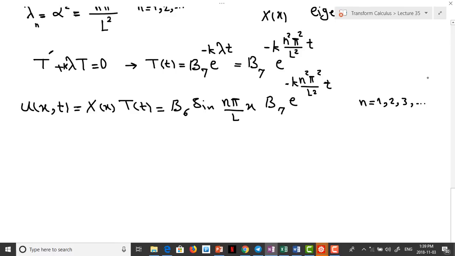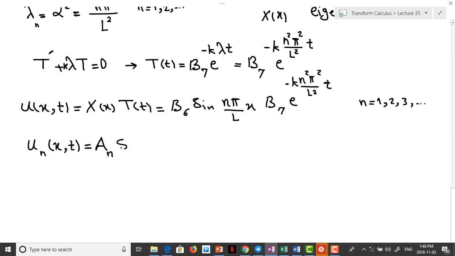So in fact, for any values of n, u of x and t is a solution of this problem, and it can satisfy partial differential equation or heat equation and boundary condition. As a result, we can say we have u n of x and t, because for any value of n, it's a solution. And so I assume that b6 times b7, so is a constant. I call it an. Why an? Because for any value of n, we have one constant, so that's why I call it an.